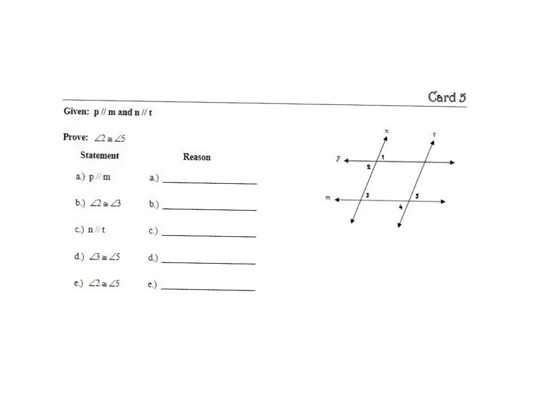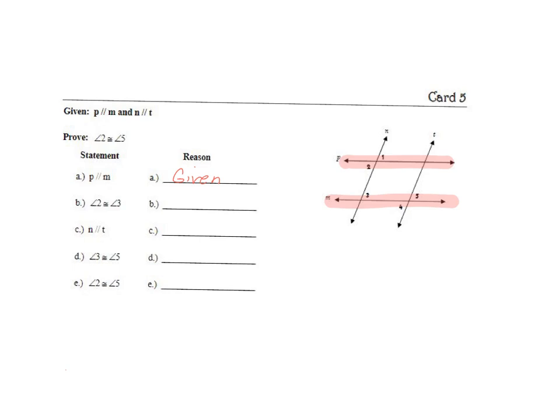All right, so we are trying to prove that angle 2 is congruent to angle 5. So if we look at the given information, we're told that P is parallel to M, putting those in on red there, and our reason for that is given.